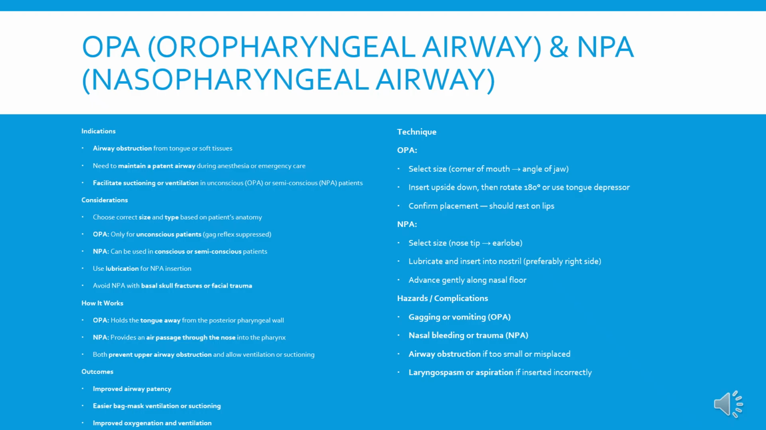Oral and nasopharyngeal airways. So indications are going to be airway obstructions from tongue or soft tissues. Considerations are going to be choose correct size and type. Are they unconscious or conscious? How it works is OPA holds the tongue away from the posterior pharyngeal wall, and an NPA provides air passage through the nose into the pharynx.